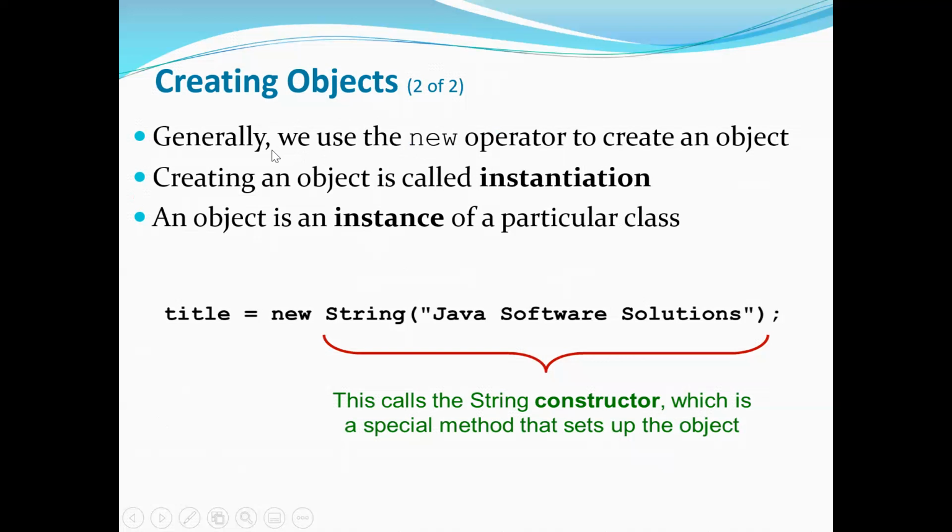So next, generally we use, as we said, the new operator to create an object. Creating an object is called instantiation. An object is an instance of a particular class. Now, in these lectures, we are discussing how to use predefined classes. These are classes that come with Java programming language. In our future lectures, we are going to learn how to create user-defined classes. So now we can create, for example, a class named Employee, or we can create a class named Person.